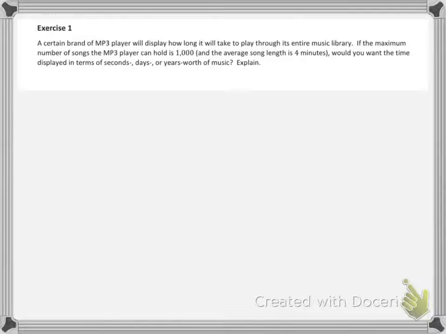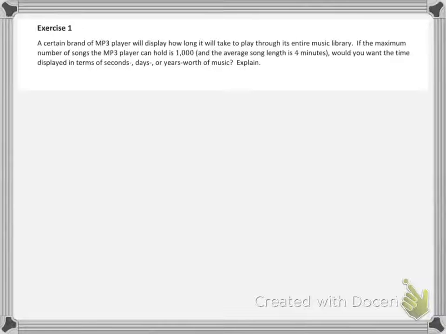Okay, we're going to be working with choosing units today, and we'll start off with exercise 1. A certain brand of MP3 player will display how long it will take to play through its entire music library. If the maximum number of songs the MP3 player can hold is 1,000 and the average song length is 4 minutes, would you want the time displayed in terms of seconds, days, or years worth of music?